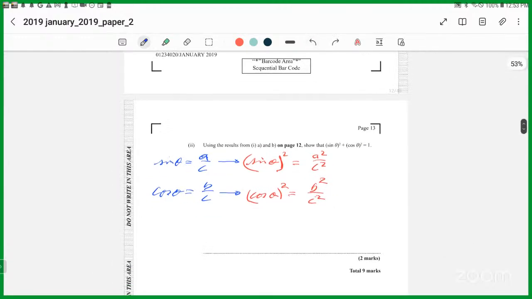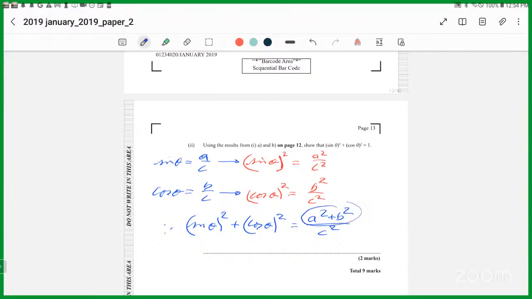So we can come back down here and say, therefore, sine theta squared plus cos theta squared is initially equal to this plus this. Adding them, because they have the same denominator, it really becomes the sum of the numerators over the common denominator. So it becomes A squared plus B squared over C squared.